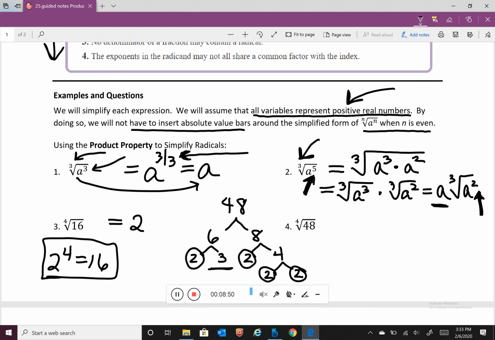The 3 is, let's say, an extra factor. So this gives us the 4th root of 16 times 3. And the 4th root of 16 is 2. And what is left and cannot be simplified is the 4th root of 3.